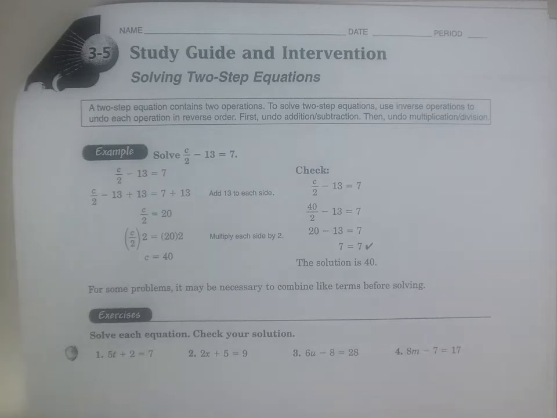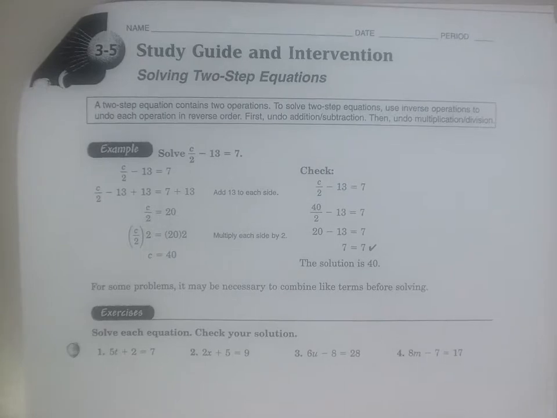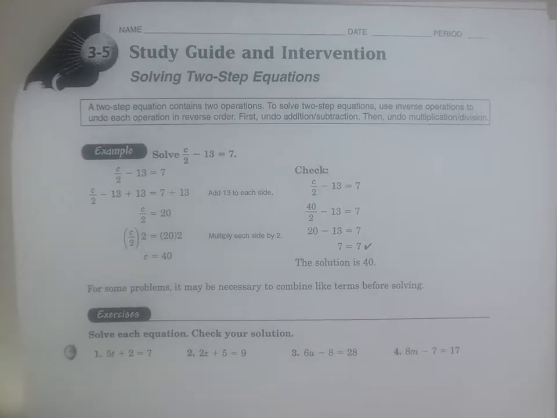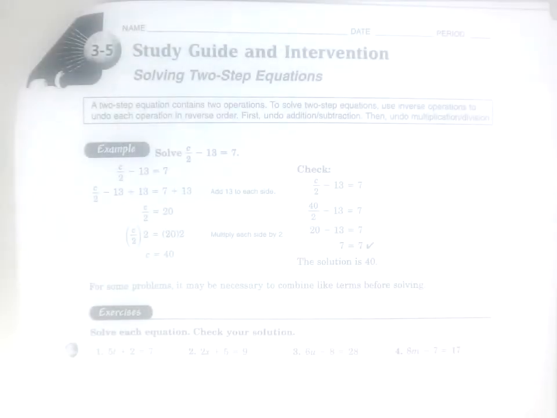Time for two-step equations. A lot of people will tell me that they think the two steps are easier than the one steps. I'm not sure why, but they do. A two-step equation is two steps because it has two operations. All right, it'll have either an add or subtract, and then it'll also have a multiply or a divide.